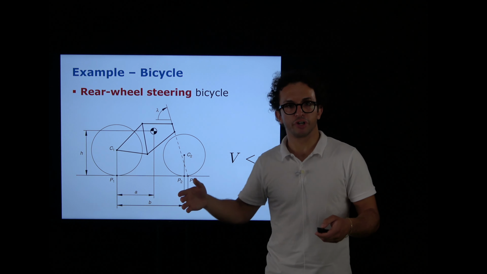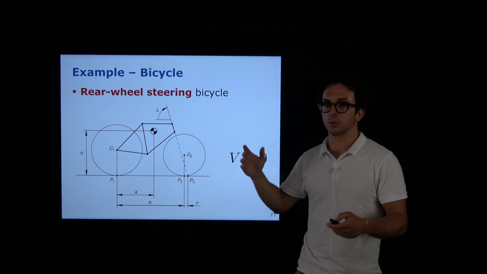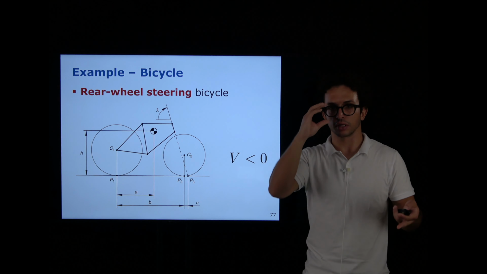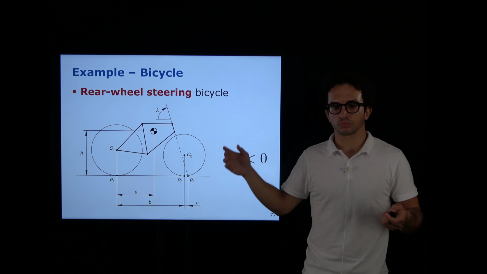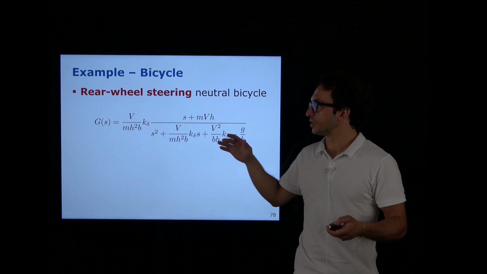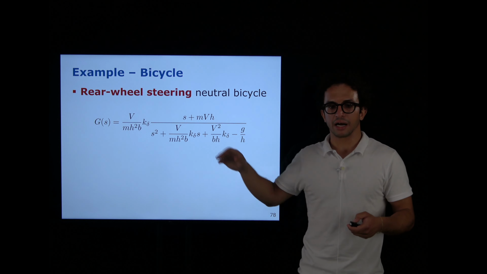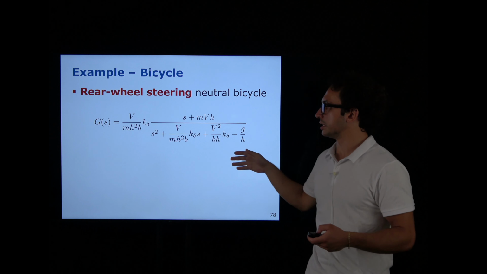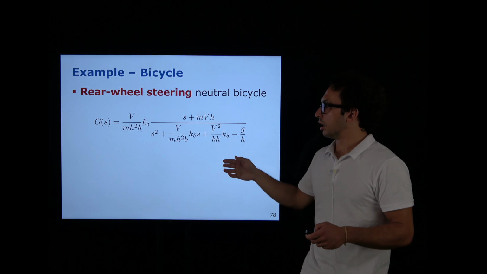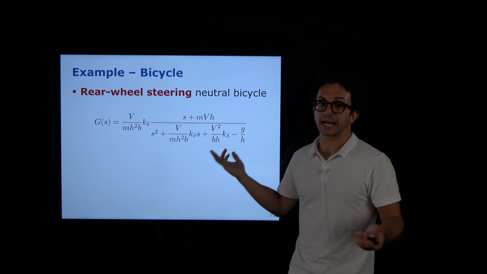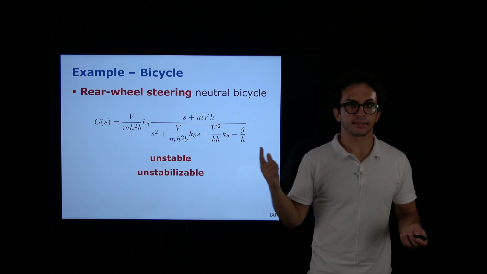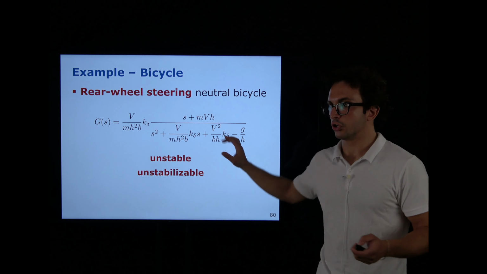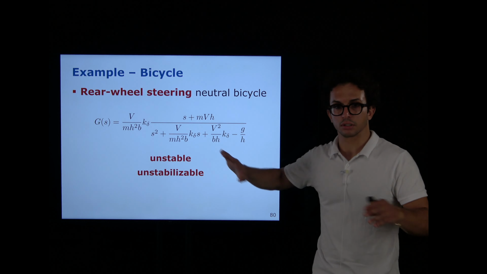These are all considerations you can find in the paper, but here we want to see what it looks like and what happens from a mathematical point of view. Well, we start with a neutral bicycle. The transfer function is basically the same as before, it's just that now v is negative. This model is unstable and unstabilizable. So the neutral model is just impossible.